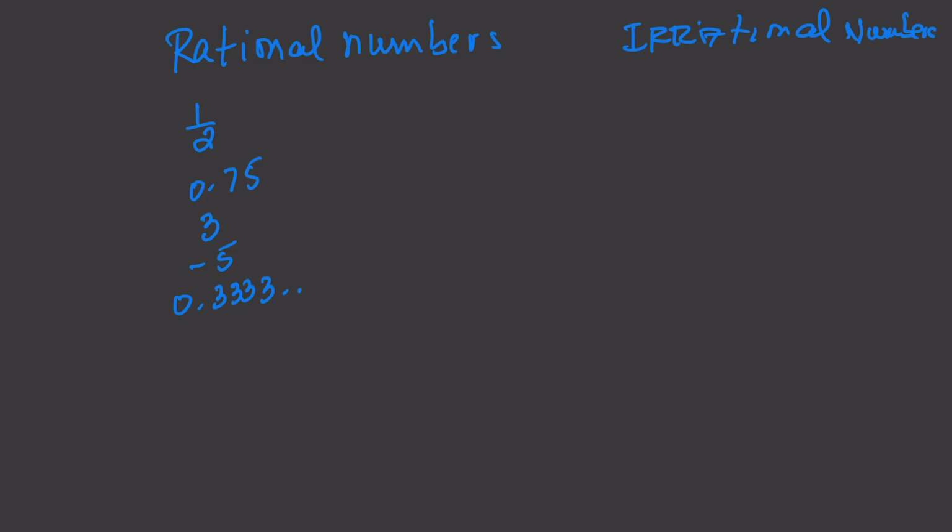These can be written as a fraction. For example, 3 is 3 over 1. -5 is -5 over 1. 0.75 is 3 over 4. 0.3 repeating is 1/3. If the number ends or repeats, it's rational.